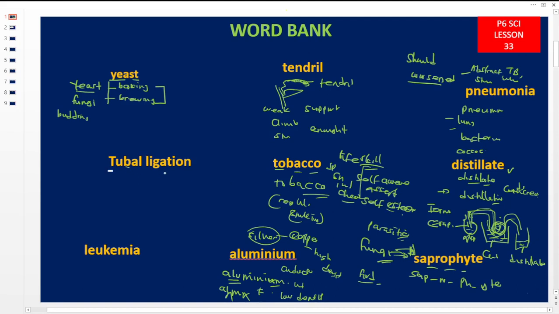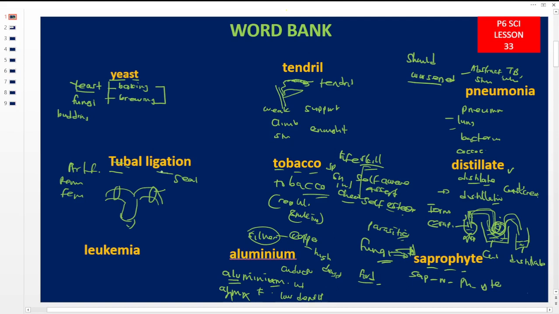Then we have tubal ligation. Tubal ligation is an artificial family planning method which is permanent in females, and it involves the cutting of the fallopian tubes. These are the tubes, and they cut them and seal them. Ligate means to seal, so you cut and seal them. So that is a family planning method, and it is artificial but permanent.